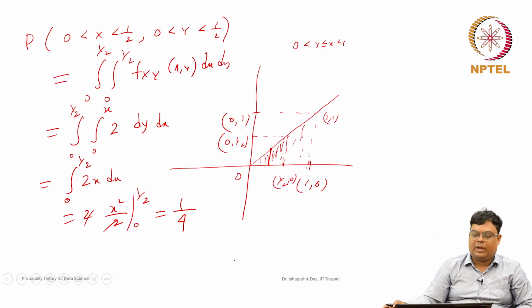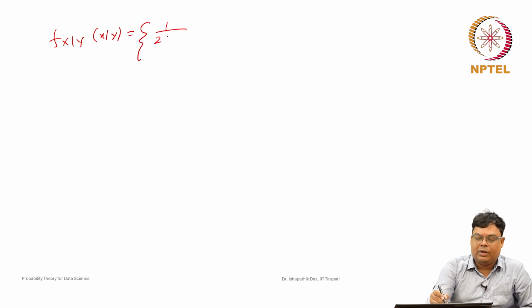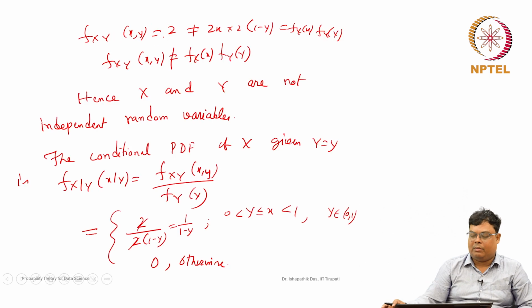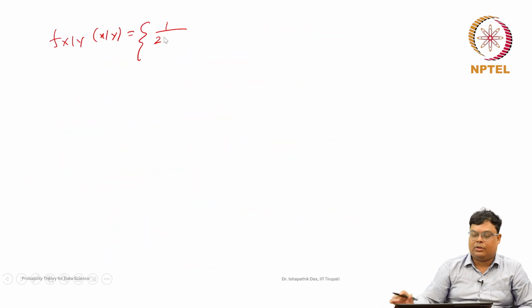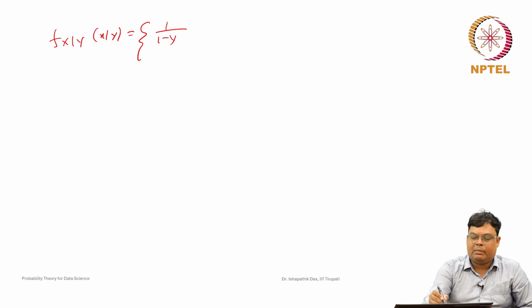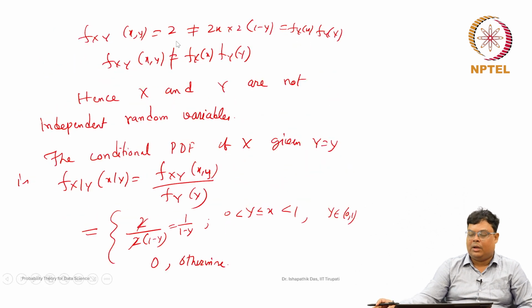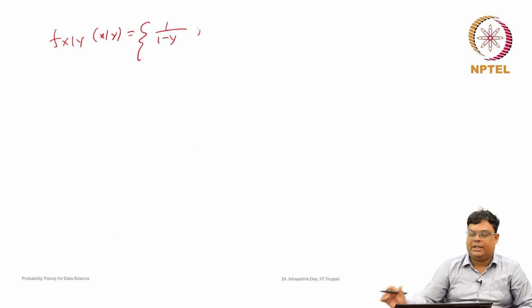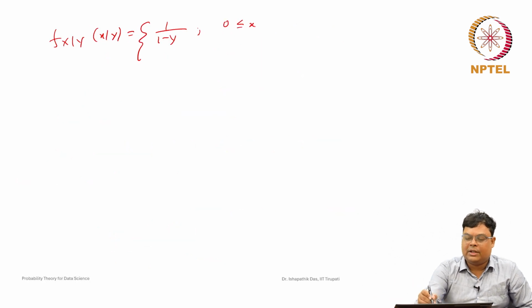So, just to write it again for simplification, the conditional probability density function of x given y is nothing but 2 divided by 2(1 minus y), which is 1/(1 minus y), whenever y ≤ x < 1, in this region.